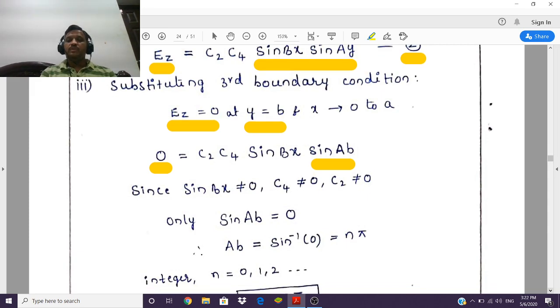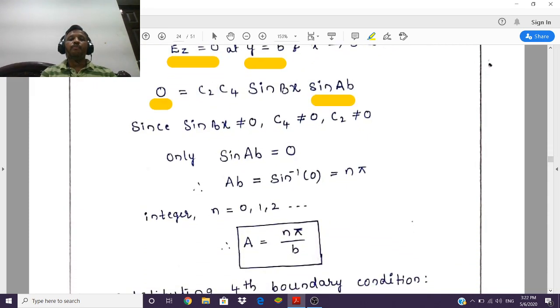So what happens when the sine of a function is equal to 0? When sin theta or sin phi is equal to 0, that phi or theta is equal to sine inverse of 0, so you will be getting plus or minus n pi, where n is an integer like 0, 1, 2. So here also ab is equal to sine inverse of 0, but we take only the positive value because a is a constant, which is a positive integer. So we will always take it as n pi by b.